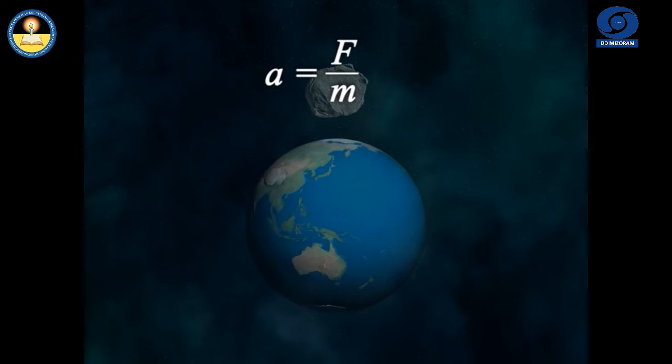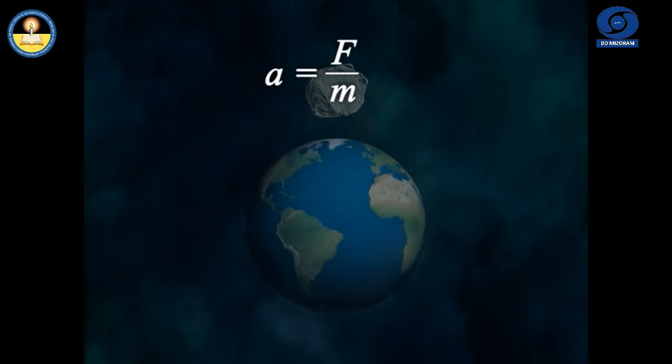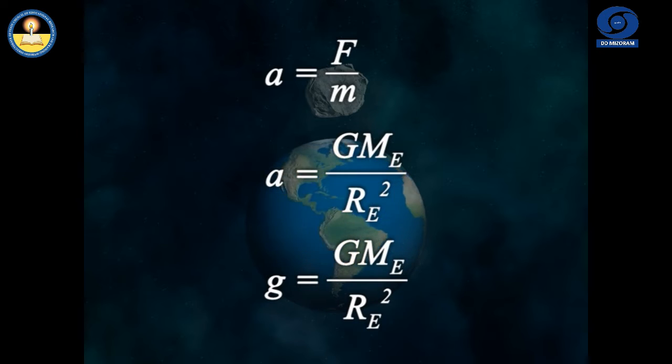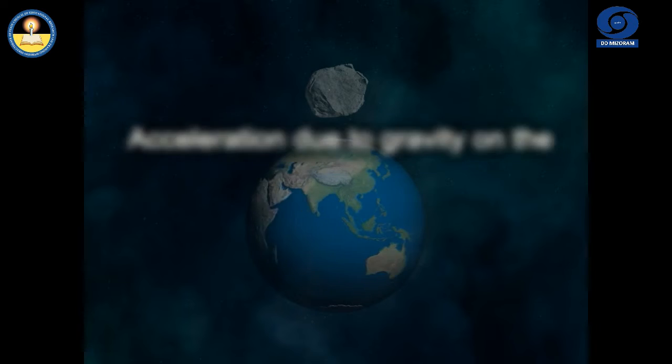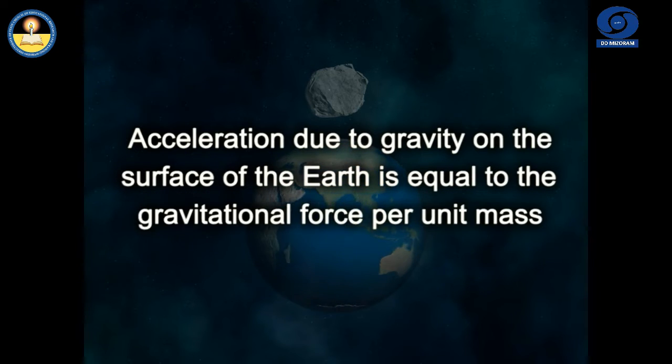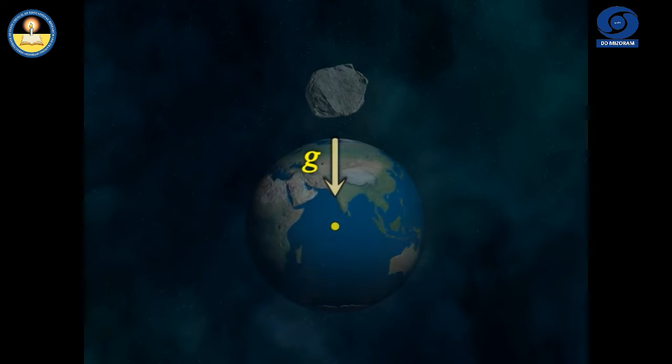By using Newton's second law of motion, the acceleration of the object can be obtained as the ratio of the force due to gravity and the mass of the object, which is equal to the product of the universal gravitational constant and the mass of the Earth upon the square of the Earth's radius. This is the expression for acceleration due to gravity at the surface of the Earth, which is usually denoted by the symbol g. In general, acceleration due to gravity on the surface of the Earth is equal to the gravitational force per unit mass, and its direction is always towards the center of the Earth.